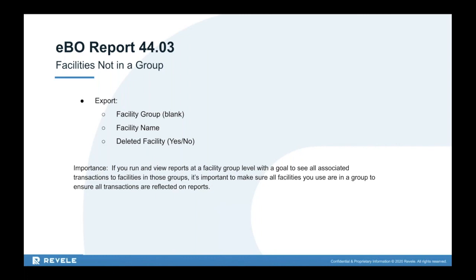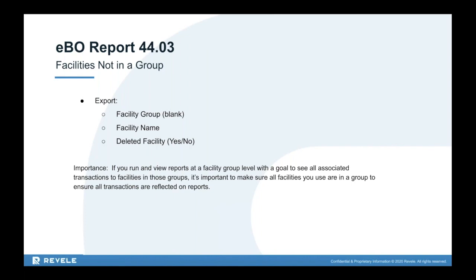So the importance of that, I do have that noted here, but if you are running reports and looking at things by facility group, and you have some facilities that you currently use but they're not in a group, you're going to be missing transactions, because it's only going to pull transactions tied to a facility that's in a group. So if you are using facility groups, make sure that any facilities that you would have transactions posted to are allocated to a group.